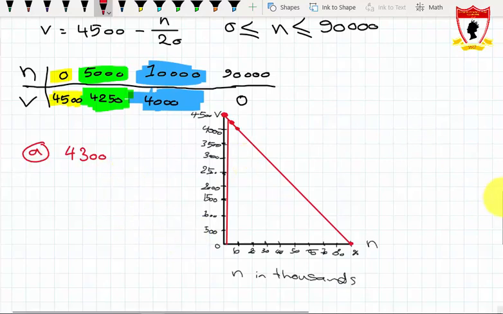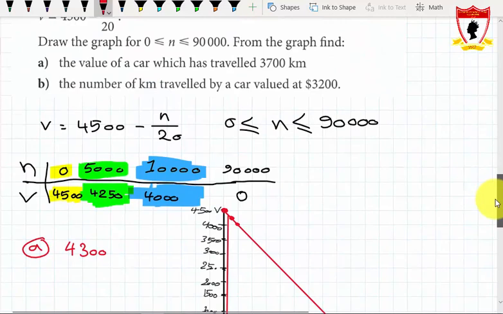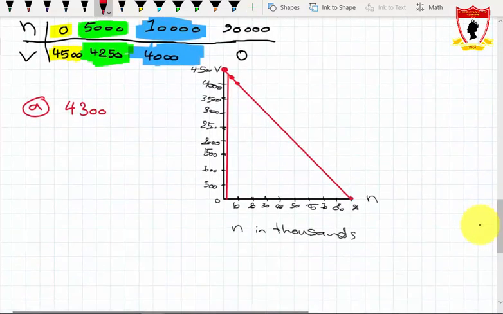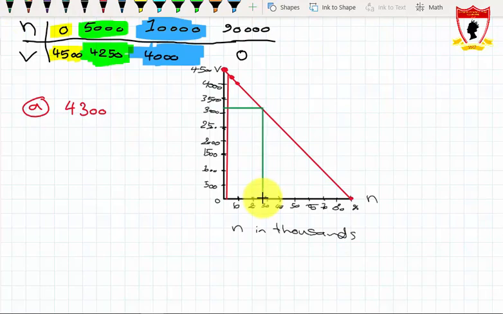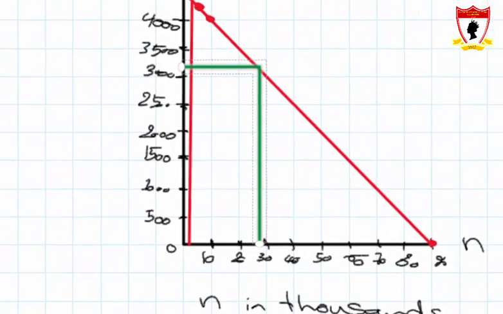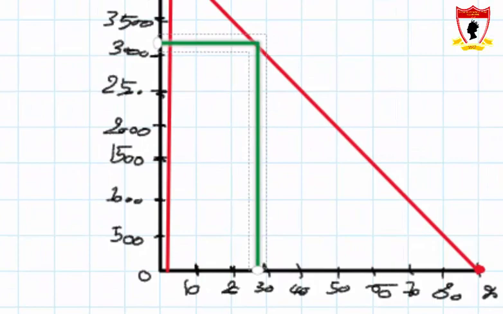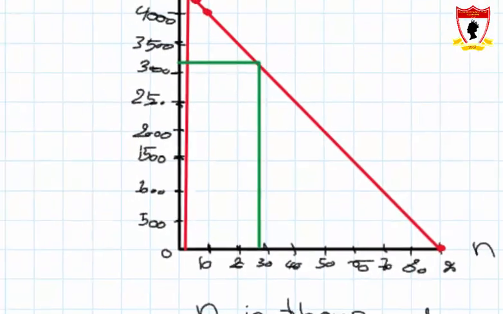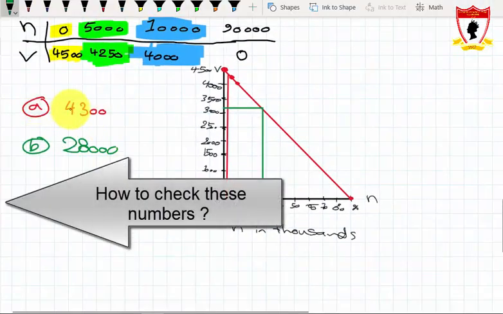Part B, when the value of a car is 3,200. 3,200, so the value is close to 30,000. The number of kilometers is close to 30,000, but it doesn't reach 30, so we can say it's nearly 28,000 kilometers. This one is the value, dollars, and this one is kilometers.